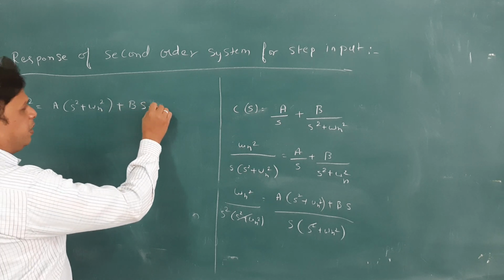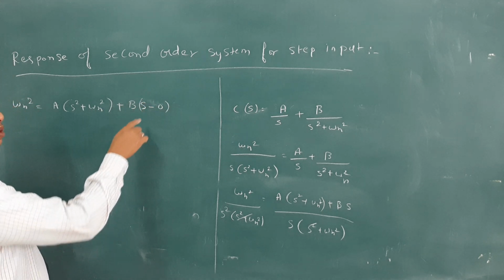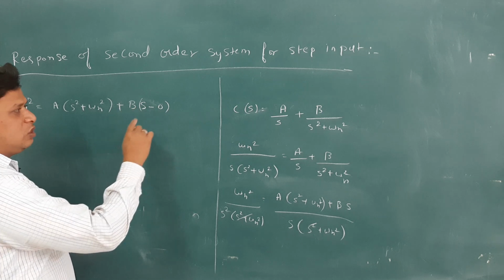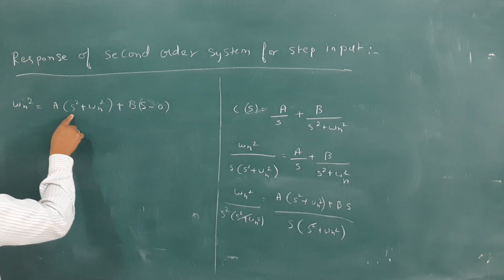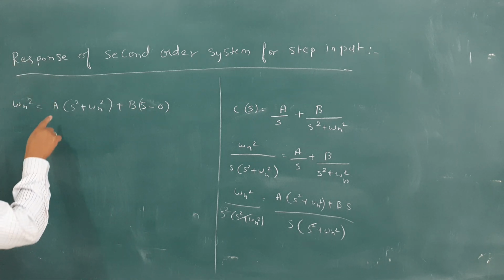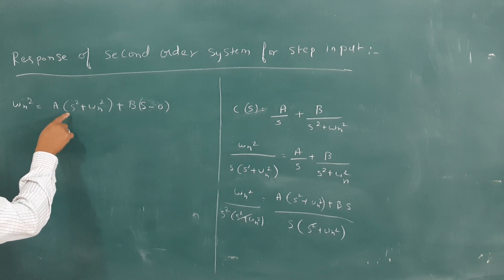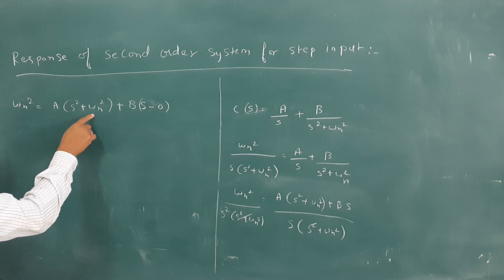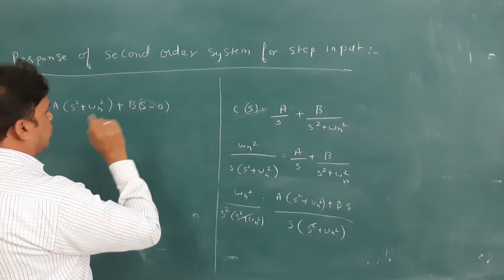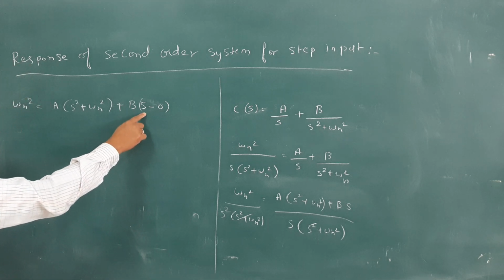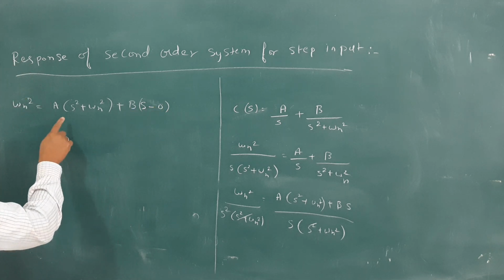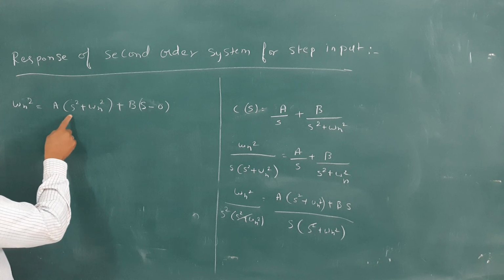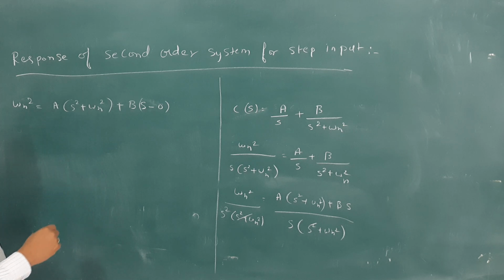So here we can write B into (s minus 0) also. So what is the value of s? s is equal to 0, and the other value is s square equal to minus omega n square. So here the coefficients A are multiplied by the expression s square plus omega n square, and B by s minus 0. We treat the s value first as s equal to 0, and then s square equal to minus omega n square, that is s equal to plus or minus j omega n.